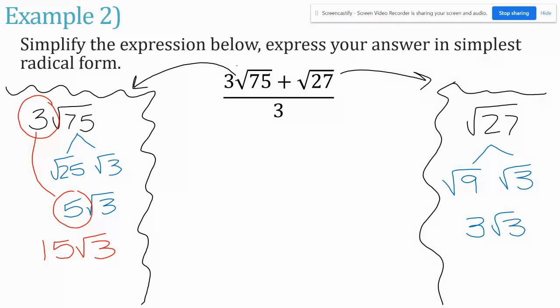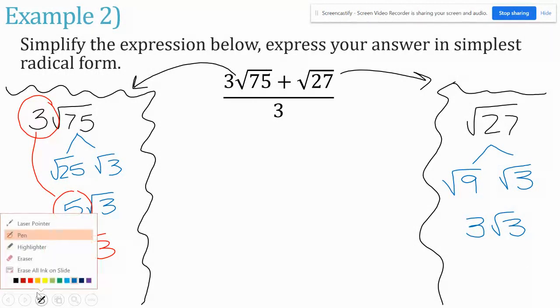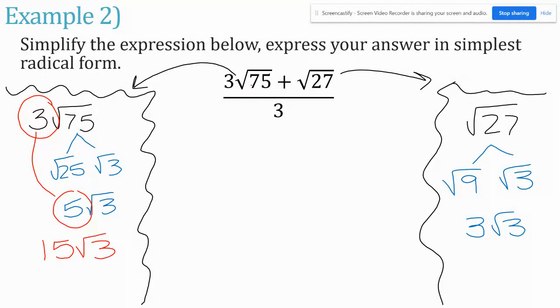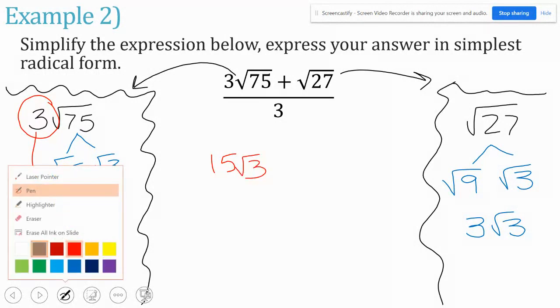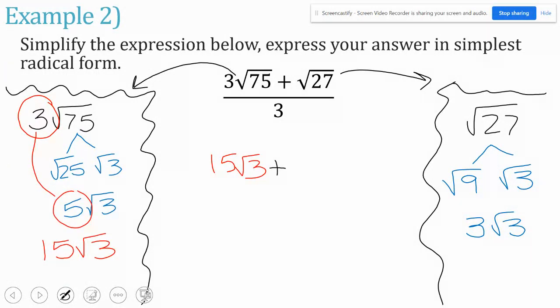So instead of writing the original radicals that we had, I'm going to rewrite this expression, but with our simplified radicals instead. And I'm going to do that in red. So 3 radical 75 is actually 15 radical 3. So I'm going to write 15 radical 3. Bring down your plus sign. Radical 27 simplified is 3 radical 3, like what we just did. So I'm going to write that instead and go from there. And bring that divided by 3 down also.